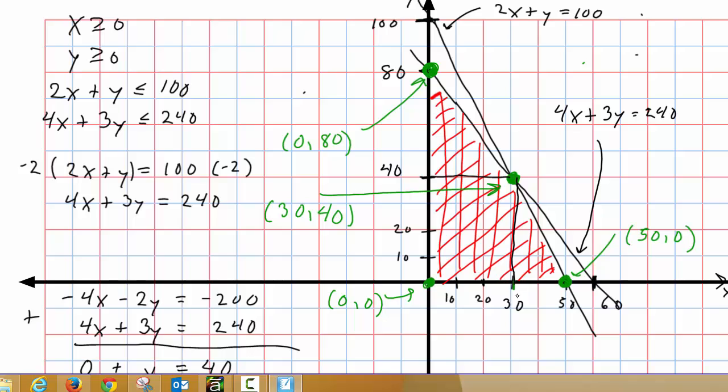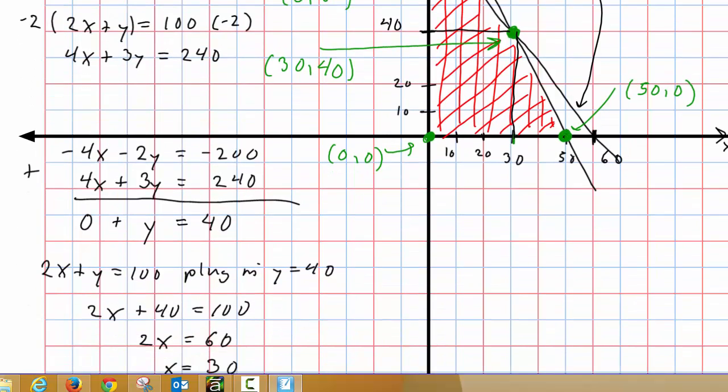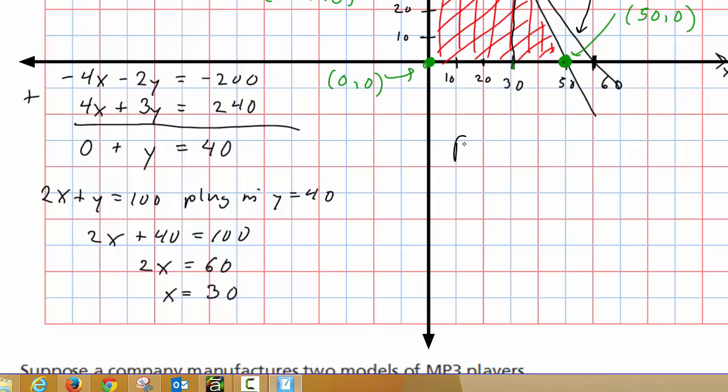And now we have all four vertices, right? 0, 0, 50, comma 0, 0, comma 80, and 30, comma 40. And now all that's left is to actually plug each of those points into our profit function. So remember, our profit function is 7x plus 5y. And now we have these points of 0, 0, 50, 0, 0, 80, and 30, 40.